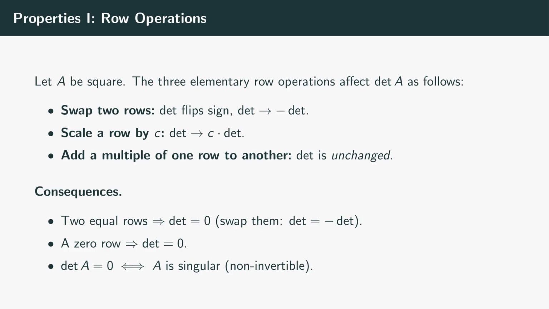A few consequences fall out immediately. If two rows are equal, swapping them changes nothing yet must flip the sign, so the determinant equals its own negative, which forces it to be 0. If a whole row is 0, the determinant is 0. And the headline fact tying determinants to everything before, the determinant is 0 exactly when the matrix is singular, meaning it has no inverse and its columns are linearly dependent. A non-zero determinant means invertible.